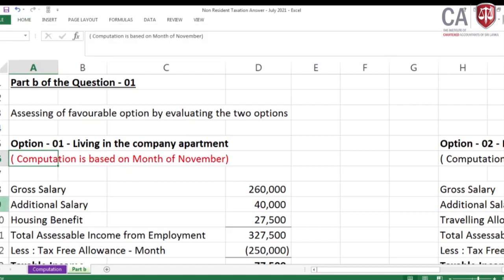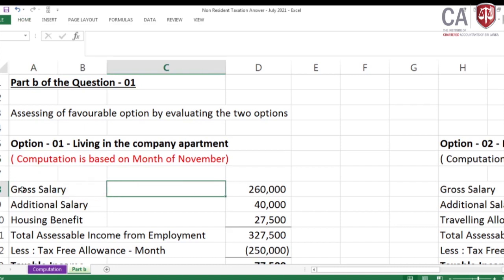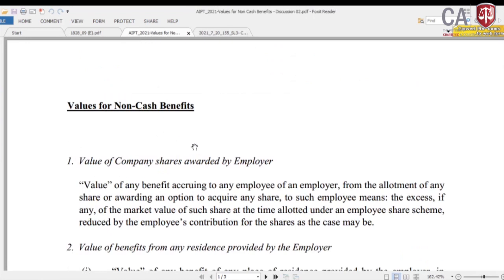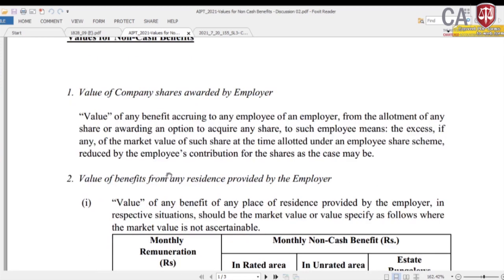What is the gross salary? Gross salary is 260,000, additional salary is 40,000, and then the housing benefit. How do we compute the housing benefit? Beside the answer, please look at the APIT, the 2021 values for non-cash benefits. This is covered in the Act, section 5, under employment income. This is the list of the value of non-cash benefits.